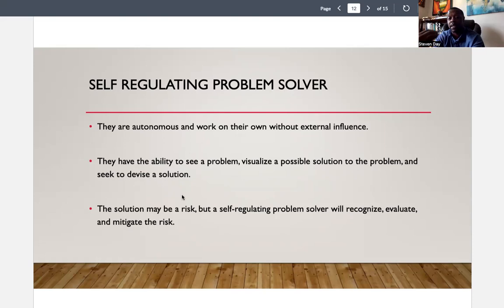They have the ability to see a problem, visualize a possible solution to the problem, and devise a plan to get to a solution. The solution may be risky, but they're not afraid to take risks. The self-regulating problem solver will recognize, evaluate, and mitigate the risk and move accordingly to what their evaluation has pointed to.